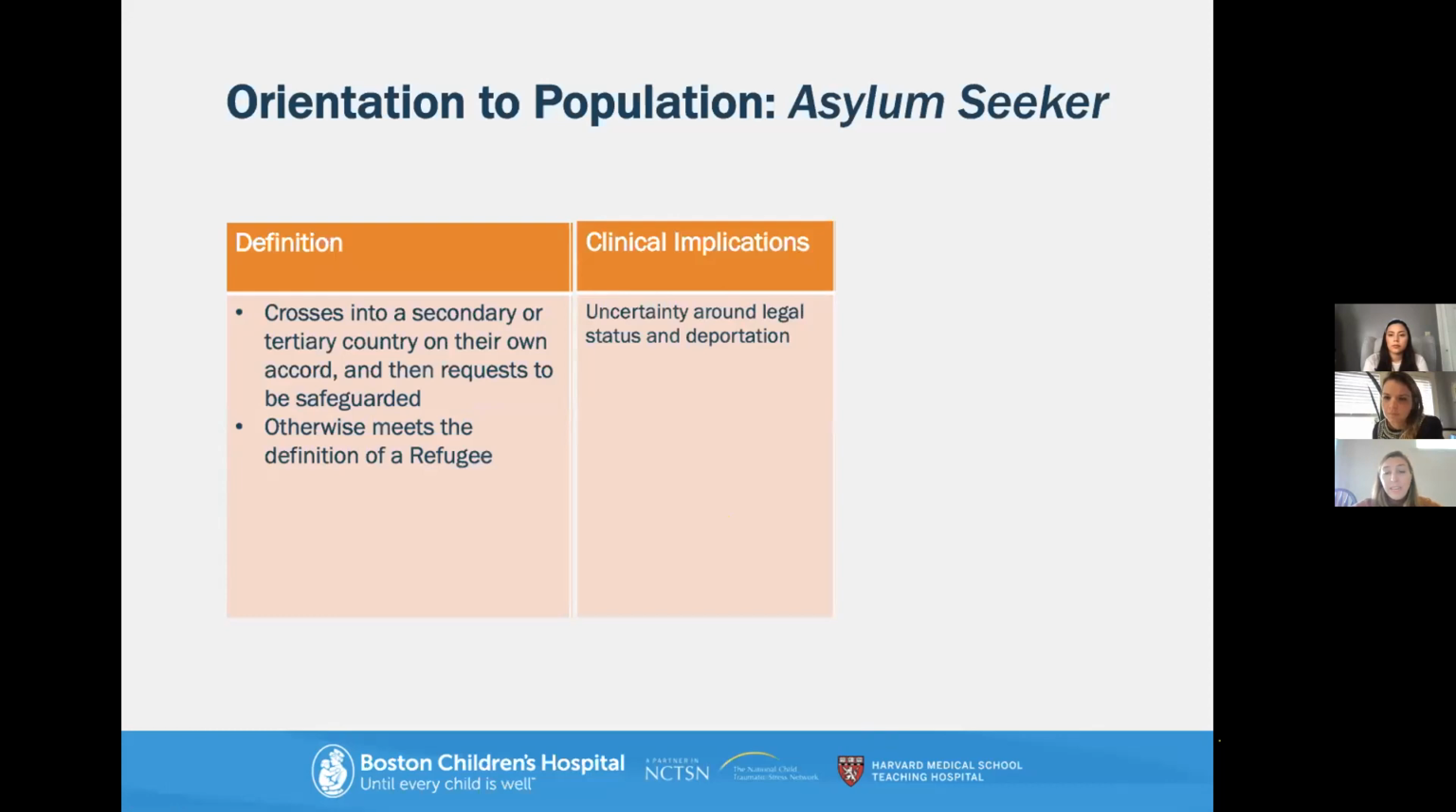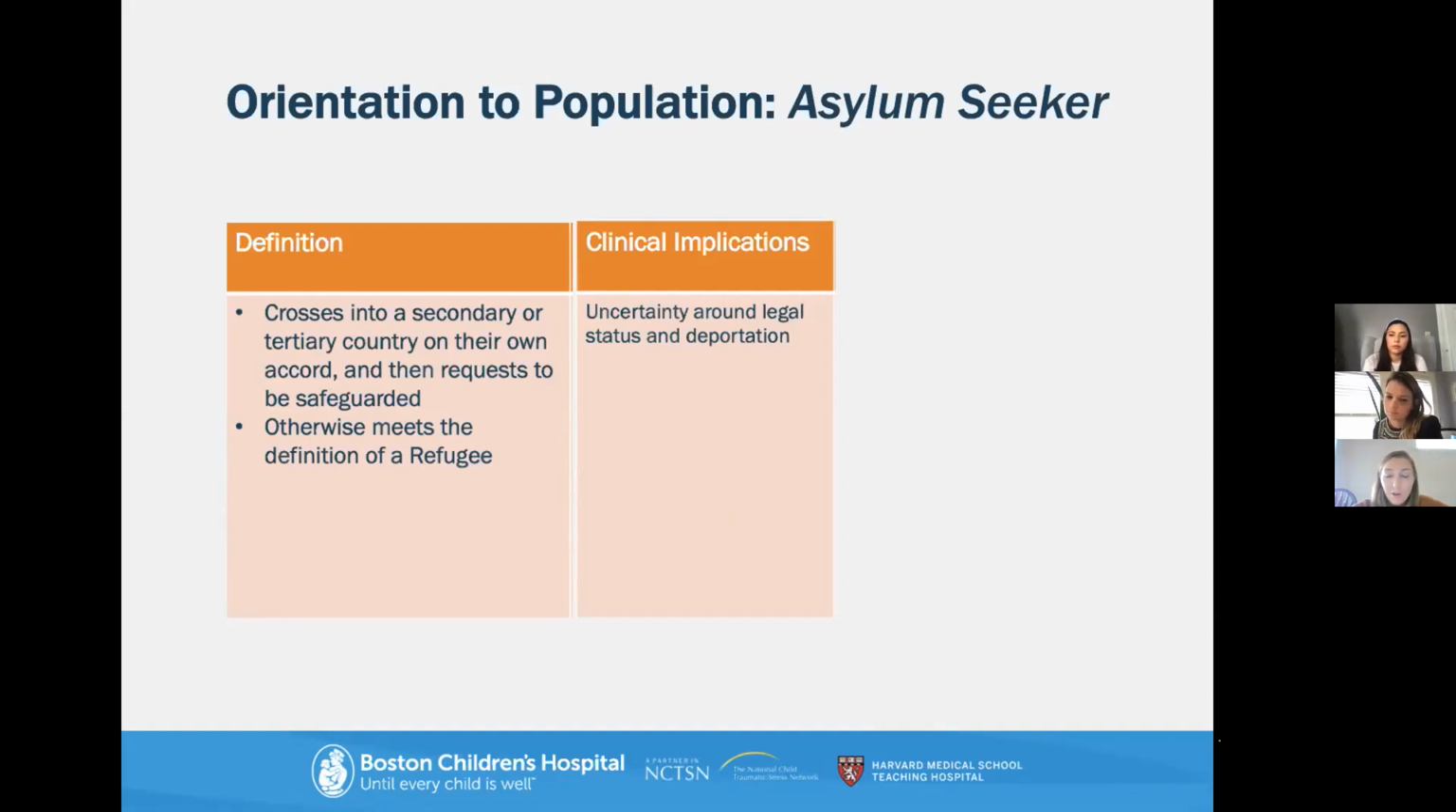The clinical implications is that asylees have open court cases with immigration court. They're petitioning for a judge to agree with them that they do have this well-founded fear. As providers, it's important to know that asylees have to go into court and tell essentially their trauma narrative.